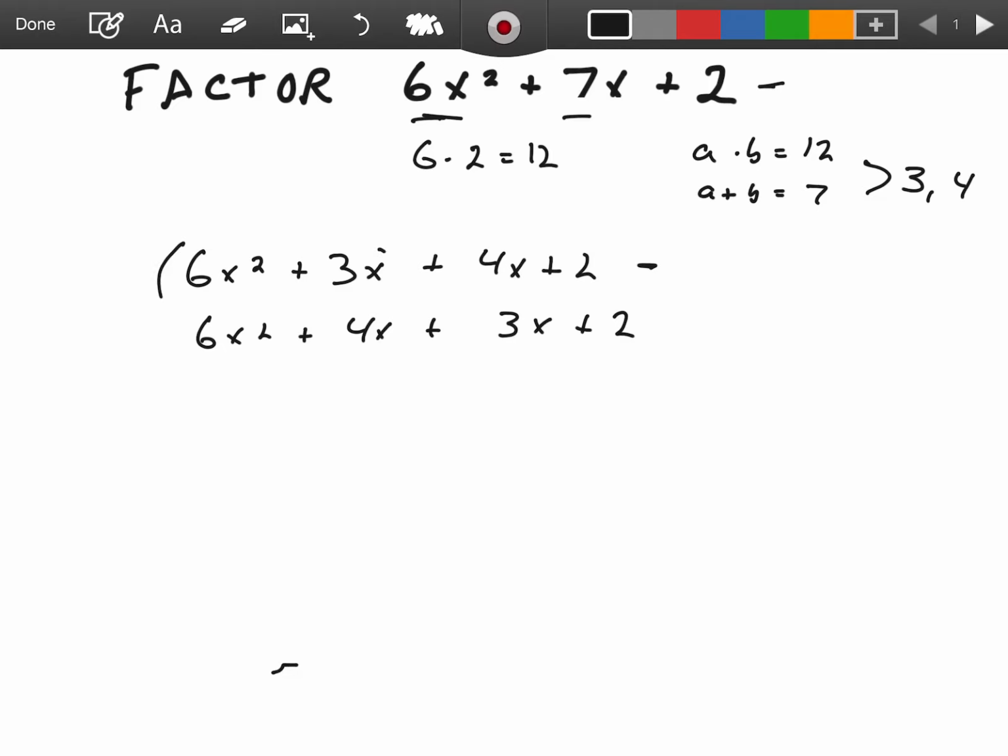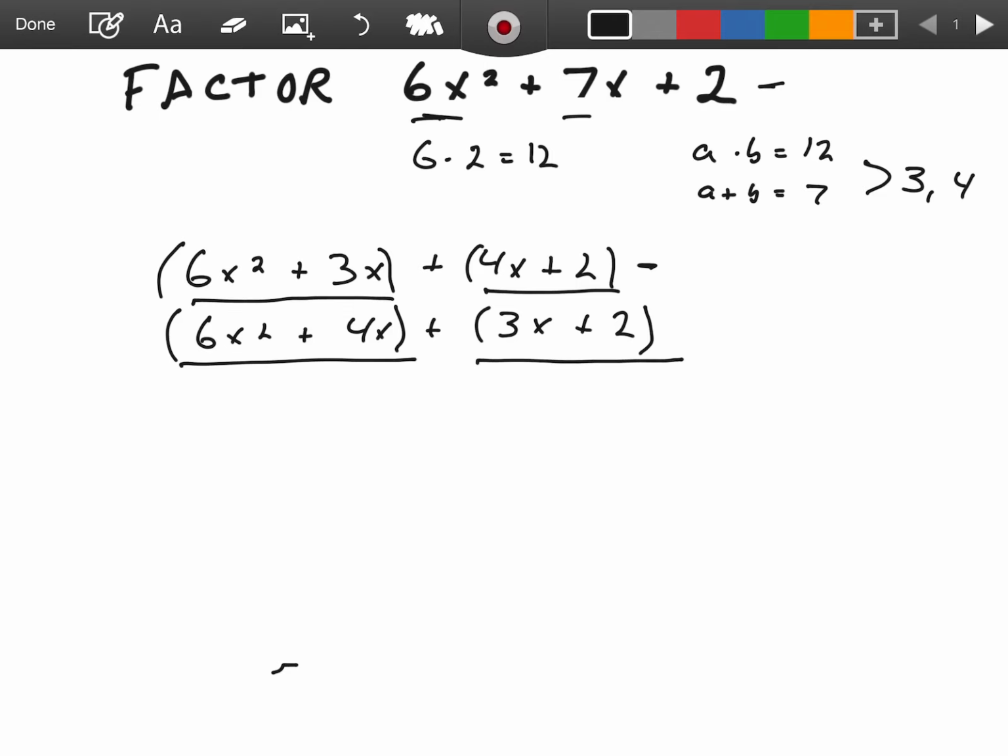So what I want to do is break this into two groups. I'm just putting brackets around it for visibility to see what I'm doing. And now what I want to think about is how do I factor each of these groups in parentheses? If I take this one right here, 6x squared plus 3x, I can factor out a 3x from the whole thing. If I come right here, I can factor out a 2 from the whole thing. Down here, I can factor out a 2 from that. And down here, I can't really factor out anything.